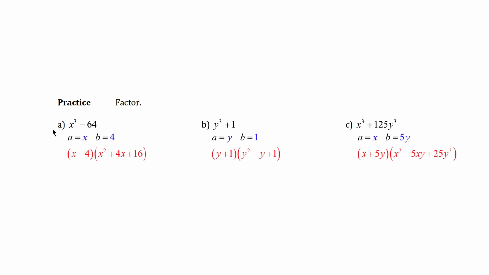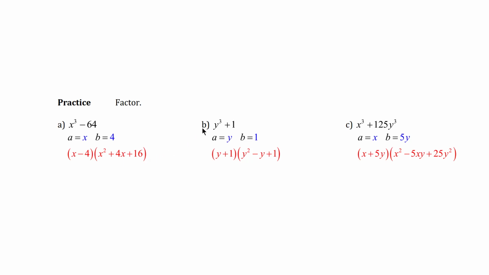Alright, so let's go over part A. For part A, we have a difference of cubes. Our value for A is x, and our value for B is 4. Substituting our values for A and B into the difference of cubes formula, we have parentheses x minus 4 times parentheses x squared plus 4x plus 16.